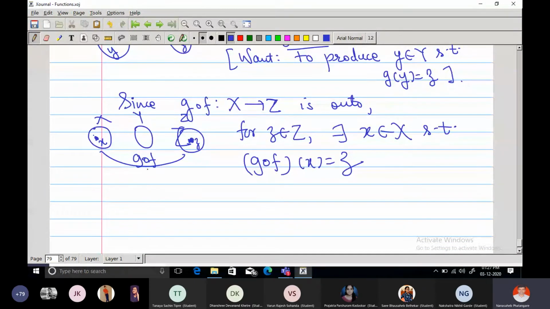Can you understand what the process should be now? I have produced a preimage of z in X under G composite F. Now what is the right candidate for y which we are trying to find? F of x equals y. Very good. We started with z, but since G composite F is onto, we found x in X. Now apply F on x and look at F of x. Is it the right candidate for y in Y?